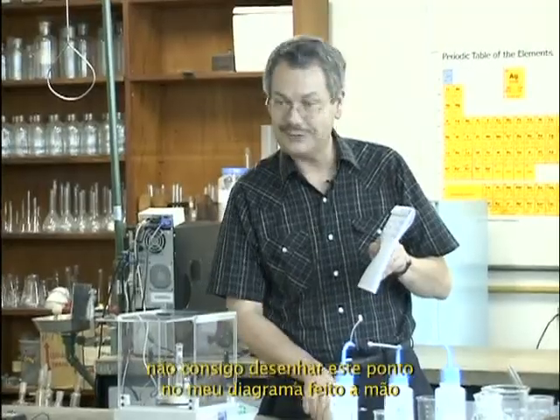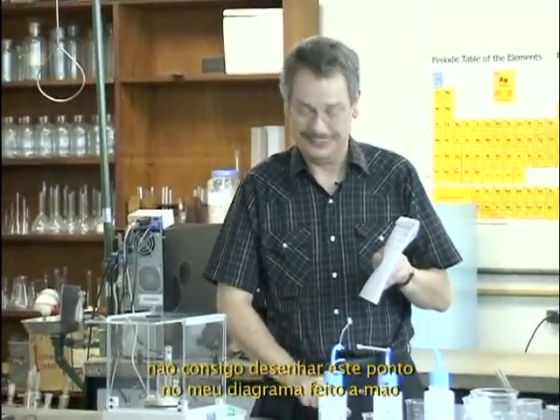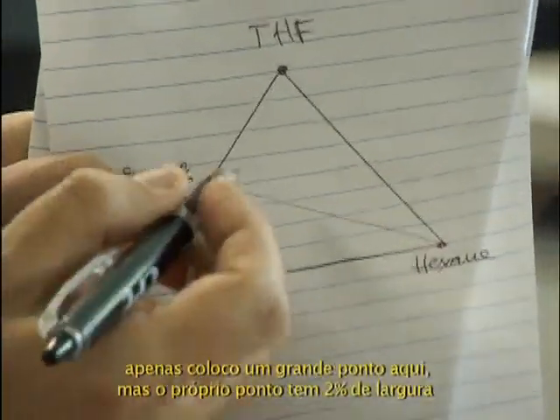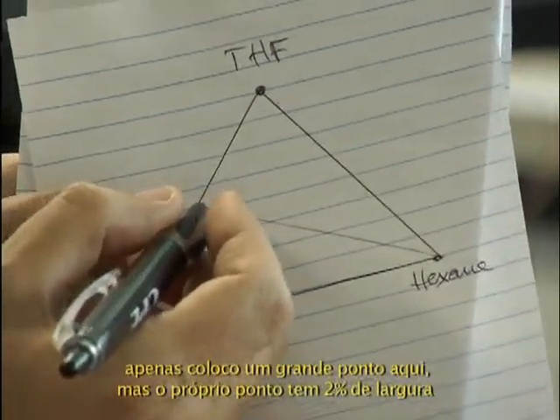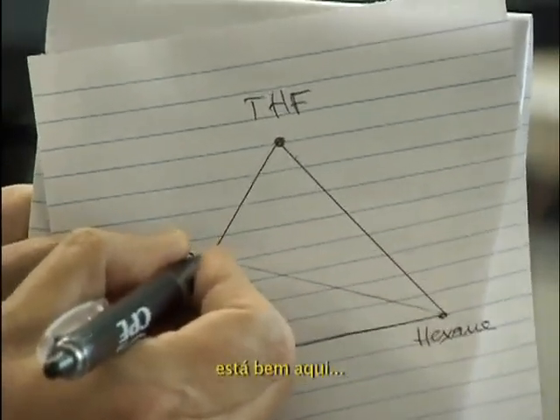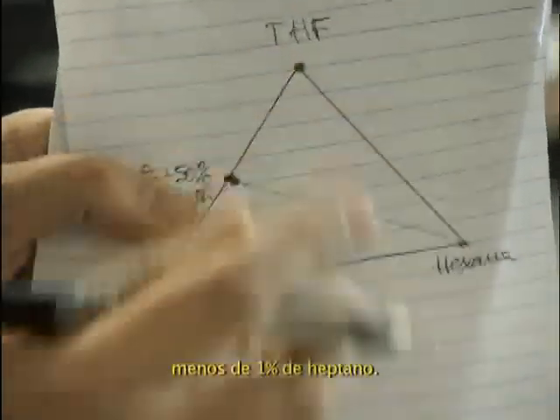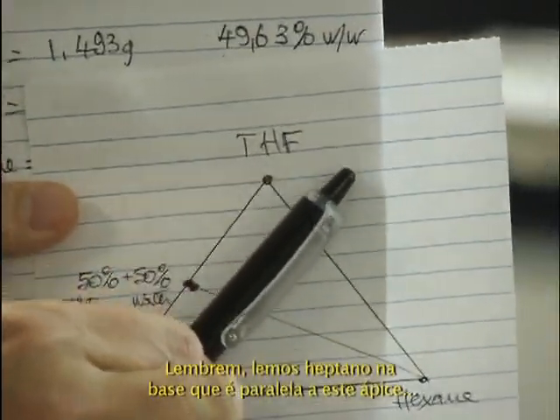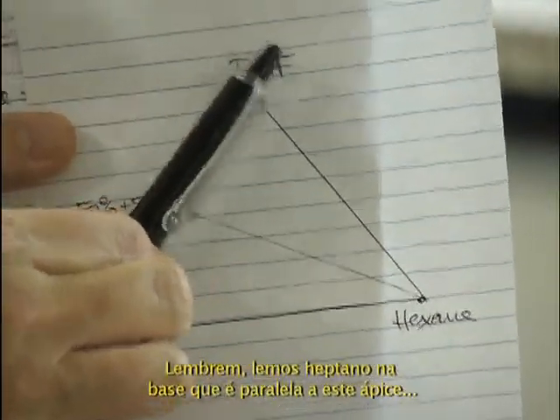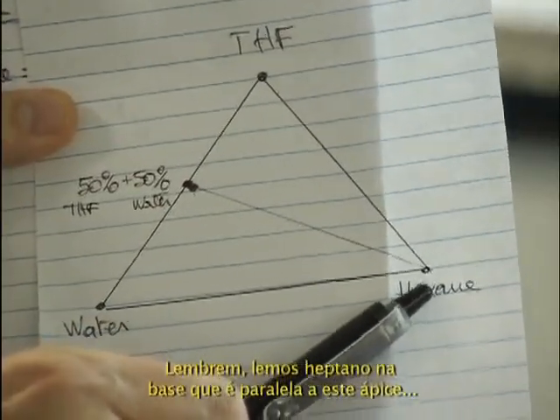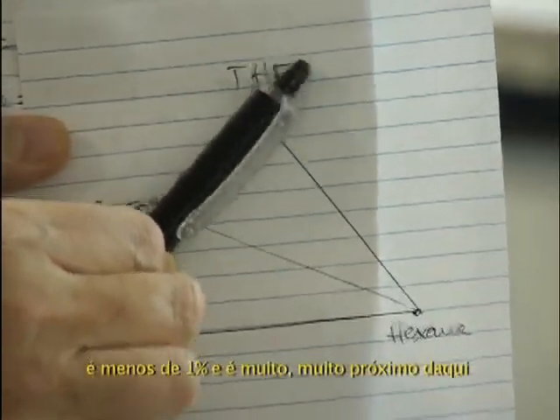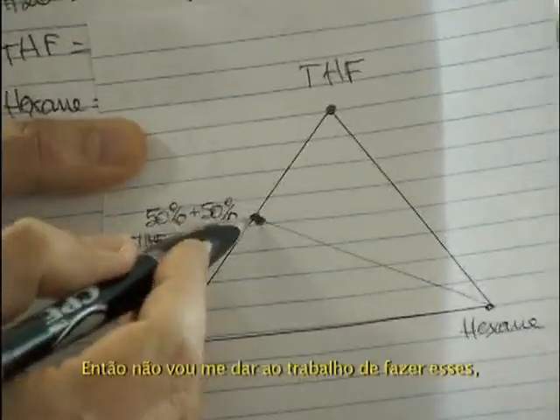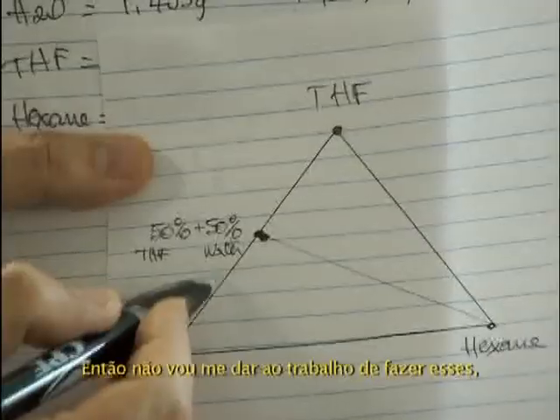I cannot draw this on my handmade diagram. I would need a very accurate handmade diagram. I just put a big dot here, but the dot is 2% wide. So it's right here. See, less than 1% of hexane. You remember we read hexane on the basis which is parallel to the hexane apex. So that's 0.1%, less than 1%. It's very, very close here. So I will not have the trouble to make those.